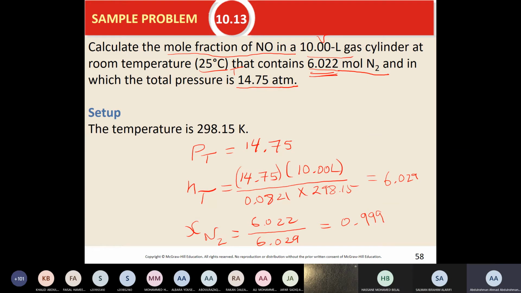If you have 1, then you are wrong. It must be less than 1. That's the meaning of fraction. Fraction means less than 1. You have to know this. So if your answer is 1, then you are wrong. Then right away, what's the mole fraction of NO? It must be 1 minus 0.999. And what's it going to be?